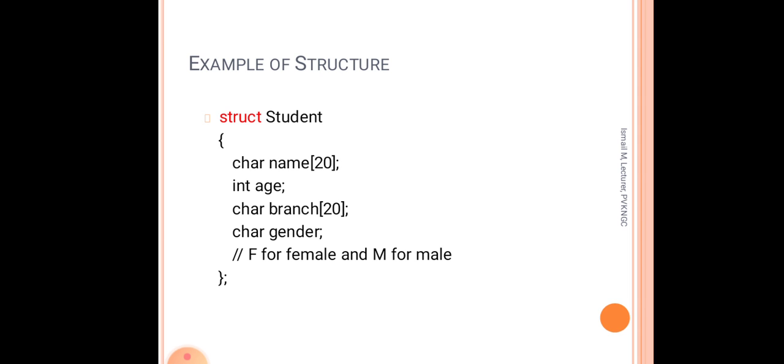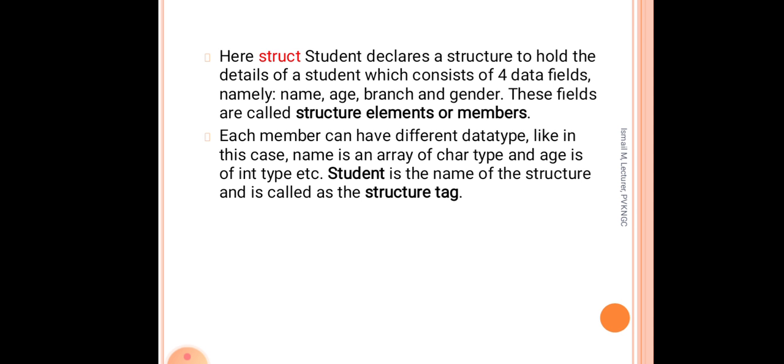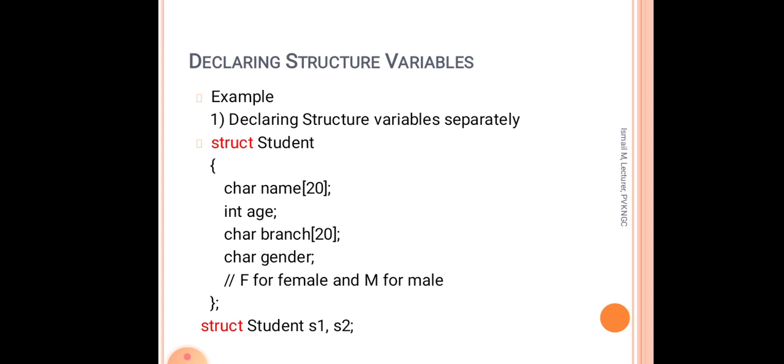Here you can see the structure definition must end with a semicolon. Here student is the name of the structure and is called the structure tag. How to declare structure variables? In order to access member variables of a structure, we must declare structure variables.